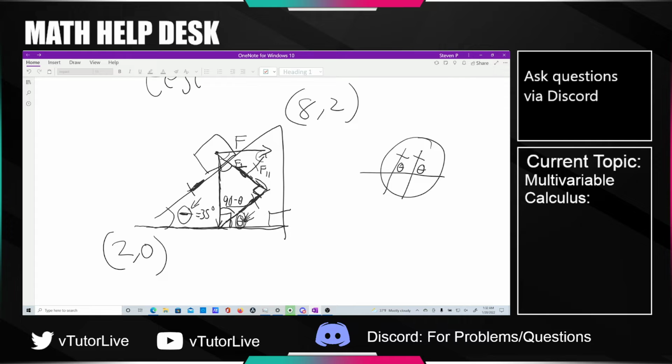So if this is 90 minus theta, and this is 90 degrees, what angle is this? Is it like the 30, 60, 90 chart? Not a 30, 60, 90 in particular, but just if this is 90 minus theta, and this is 90, what angle must this be? Okay, yeah, let me calculate. Sure. Maybe I'll draw it off to the side just to make it a little less messy. This is 90. This is 90 minus theta. What is this? Take your time.